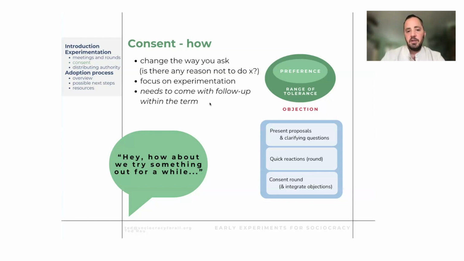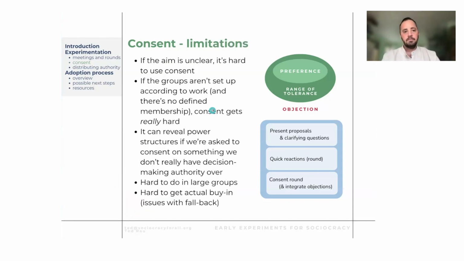So that's one of the limitations in a system that isn't set up in this way. Some more limitations, quite a few limitations around consent, although it's often the first thing that people adopt. That's not true. Rounds are the first thing that people adopt. But consent. So if the aim is unclear, it's hard to use consent.